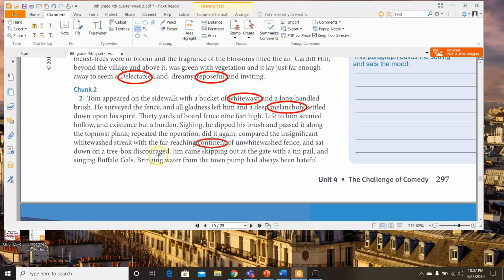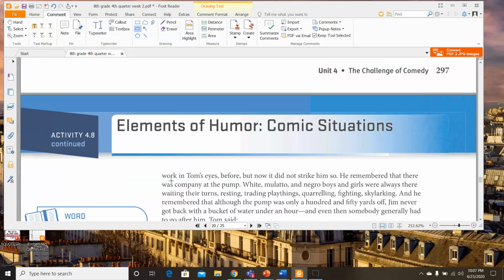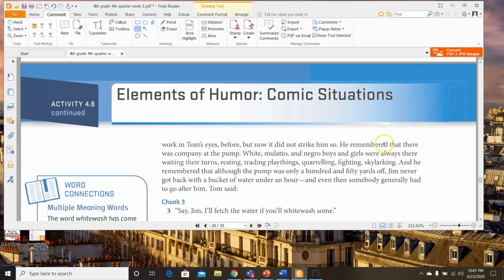And then, I don't know what a tree box is. Maybe one of you guys do, but I definitely don't. And then he remembers company. I don't know if you guys are familiar with the word mulatto. It's basically a word that used to be used to describe people who were mixed with white and black. And then quarreling means fighting, or arguing, rather. And then you have skylarking, which honestly, I don't know what that means myself.